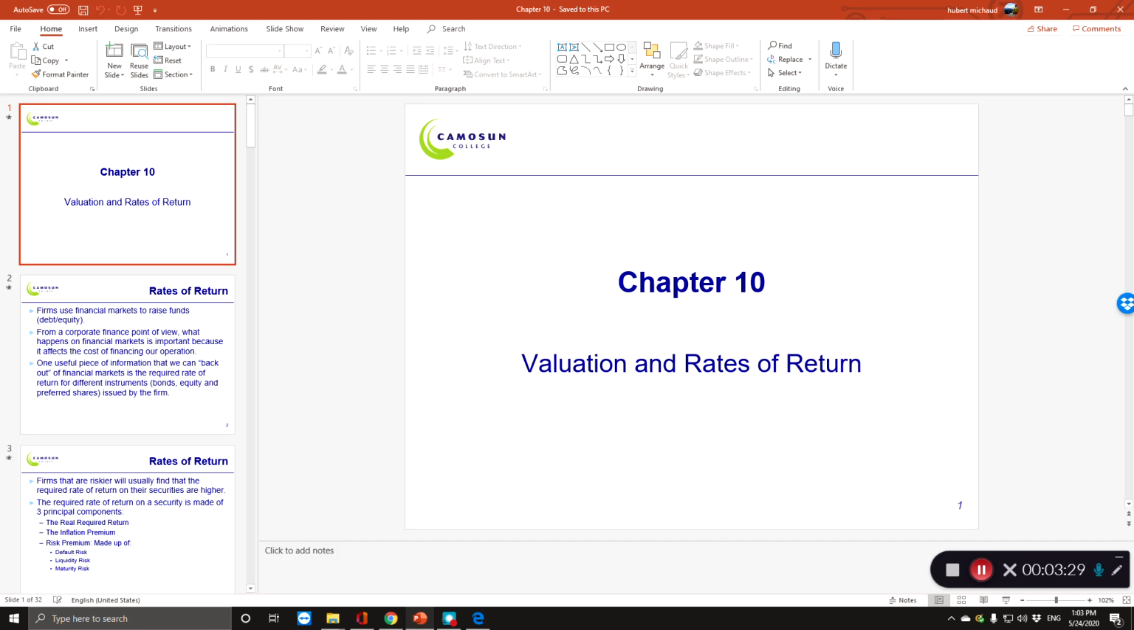In this specific chapter, chapter 10, it's basically just time value of money. So it's all things you should know already. I think you should know these from previous classes. It's all time value of money about how we find rates of return for the firm specifically.